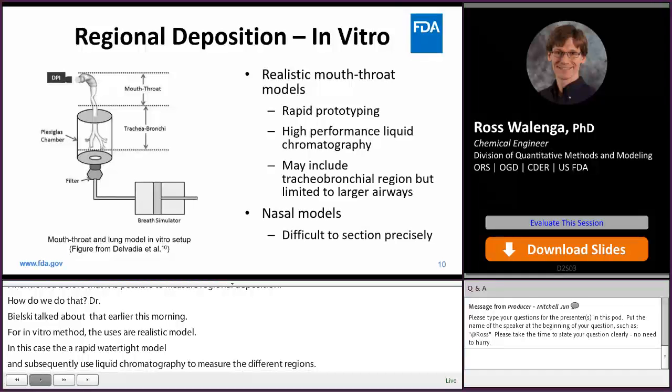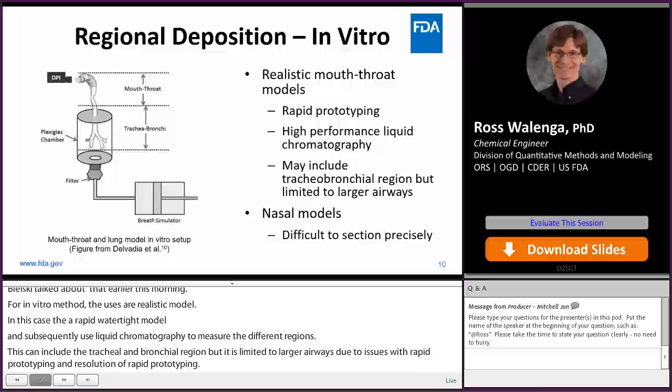It's also possible to do this with nasal models. It can be quite difficult to section these precisely, but it is possible, and there's certainly promise in this area as well.